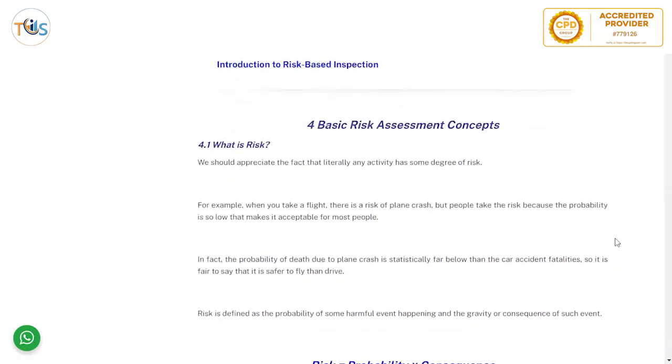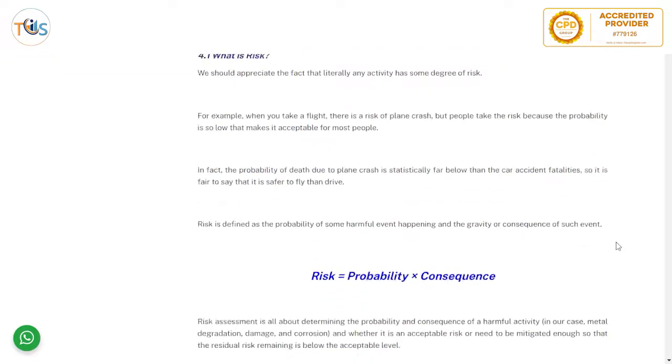What is risk? We should appreciate the fact that literally any activity has some degree of risk. For example, when you take a flight, there is a risk of plane crash, but people take the risk because the probability is so low that it makes it acceptable for most people. In fact, the probability of death due to plane crash is statistically far below that of car accident fatality. So it is fair to say that it's safer to fly than drive.